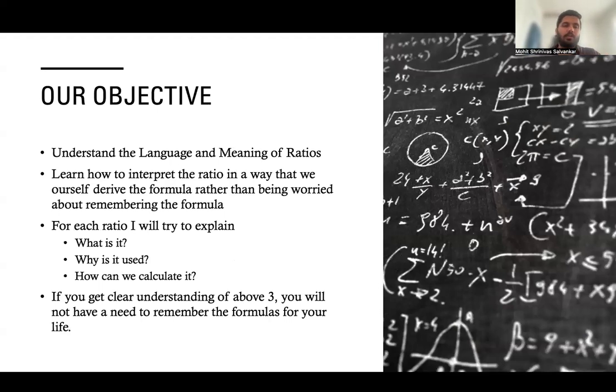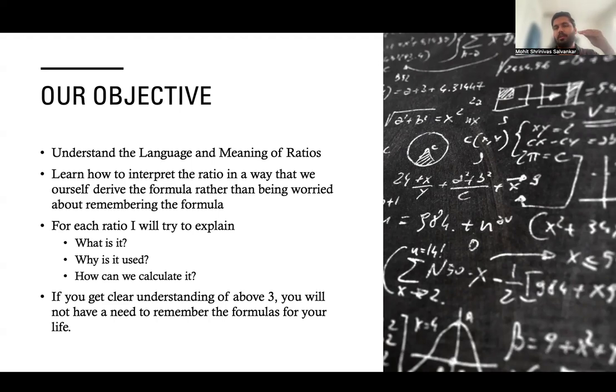So what's our objective in this session? Our objective is to learn the language of ratios. Every ratio means something. It tries to say something to you. And as a master's student, I think you should be able to learn the language of the ratios. Because once you understand the language and the meaning of the ratios, you will not need to learn the formulas. You will be able to define the formulas and make your own ratios as well.